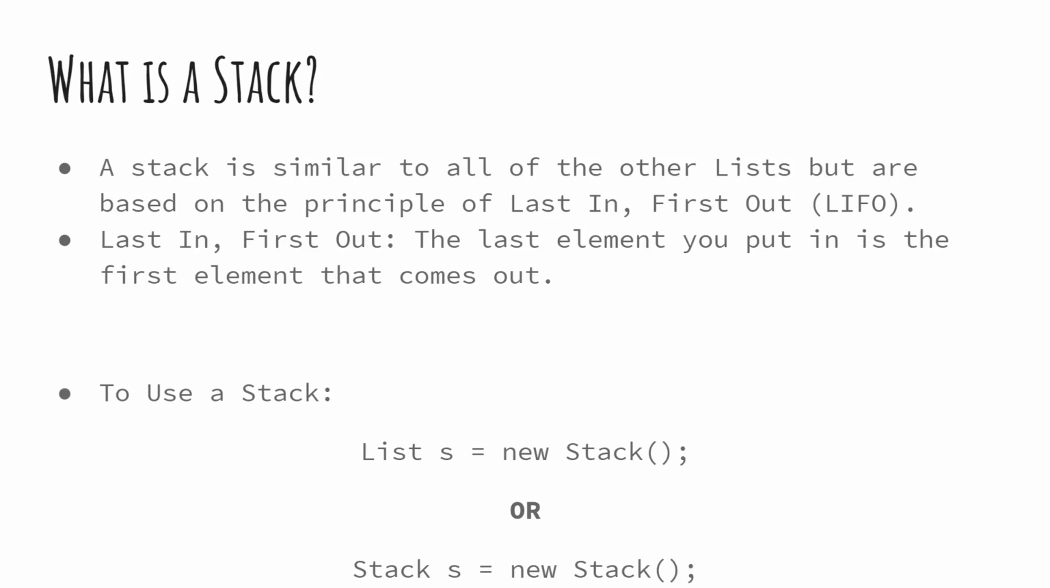And finally, we have a Stack. A Stack is very similar to all the other lists, but it is based on the LIFO principle. LIFO means last in, first out. So what this means is the last element you put in is the first element that comes out. So let's say I put in 1, 2, and 10 into a stack. I put in the order of 1 first, 2 second, 10 last. But what comes out first is actually 10 because that's the last one that's in. And so in order to use a Stack, you can do List s = new Stack, or you can do Stack s = new Stack.